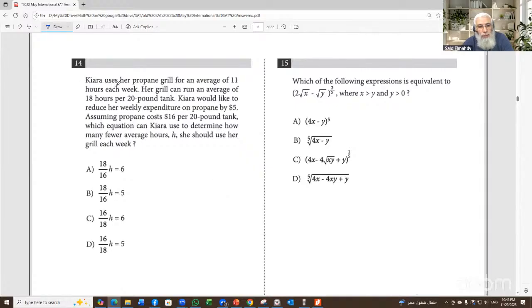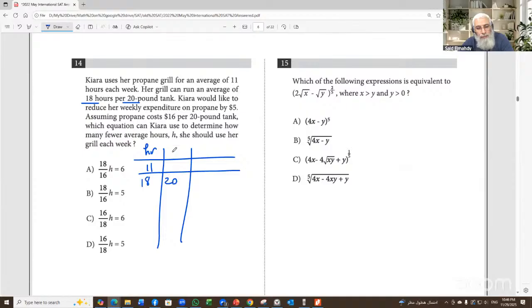Number 14, Chiara uses her propane grill for an average of 11 hours each week. Her grill can run an average of 18 hours per 20-pound tank. So we can make a table like this. It is said Chiara uses her propane grill for an average of 11 hours. So hours is 11. Her grill can run an average of 18 hours per 20-pound tank. So the 20-pound tank runs 18 hours.